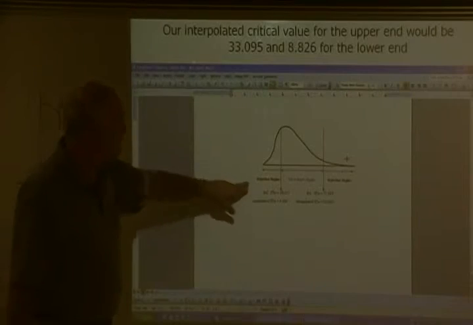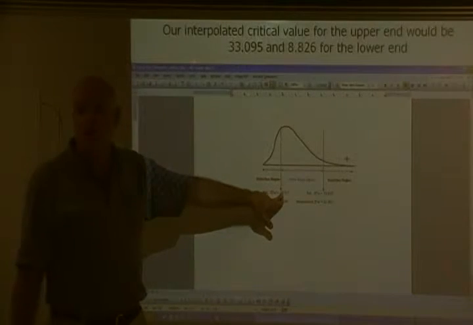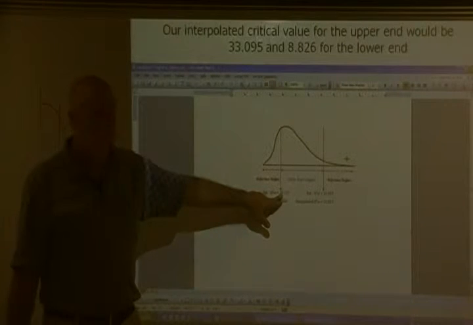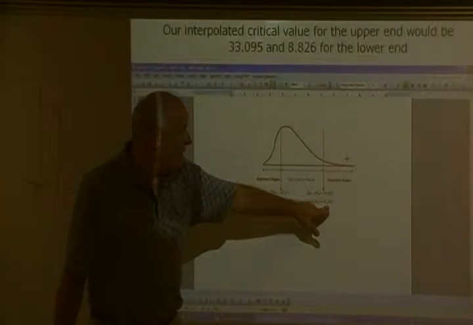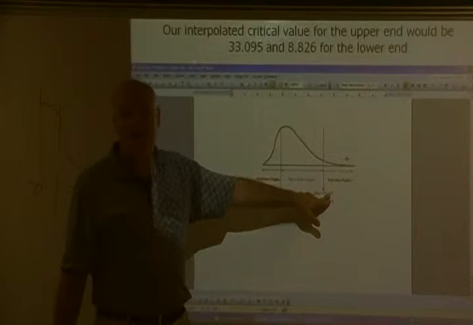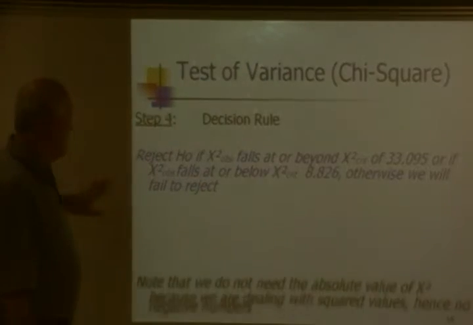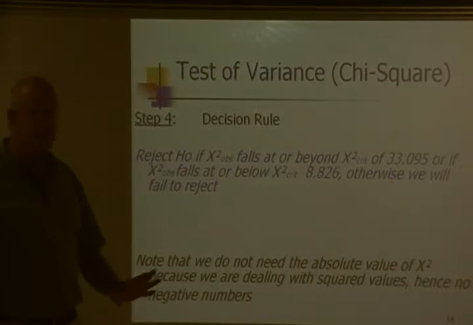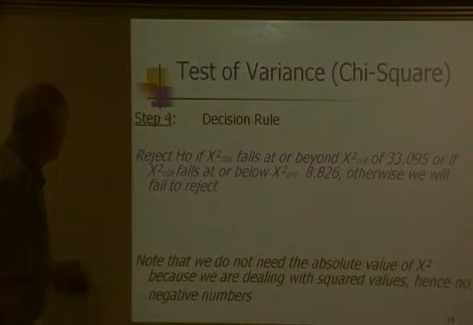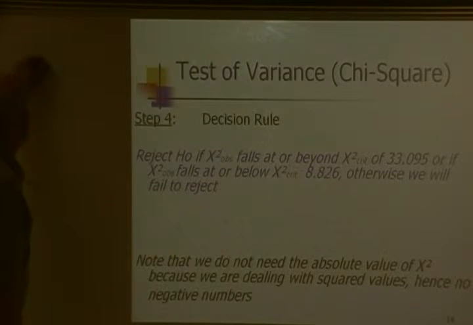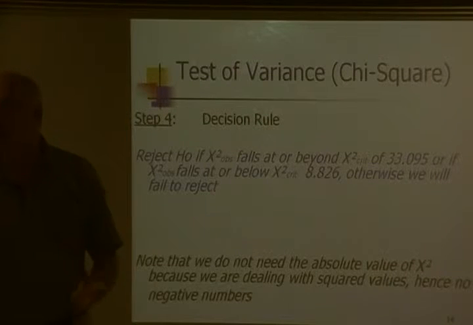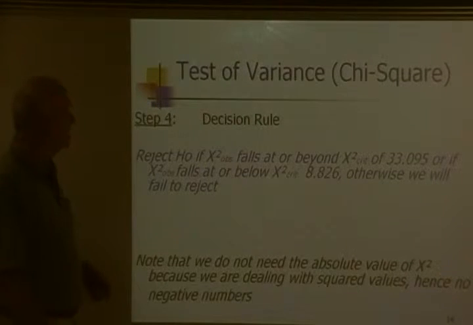All right, let's go back and look. 8.826 versus 10.117. 33.095 versus 33.687. All right? We don't need to use the absolute value signs even as we use a two-tailed test, because we're using chi-square values and the values are squared, so it's going to give us a positive number anyway.